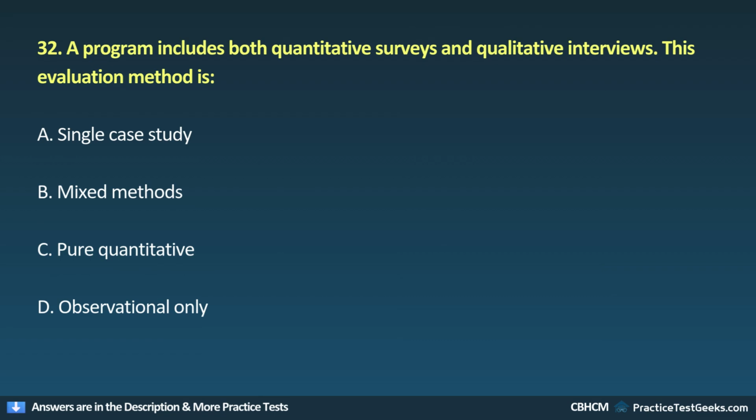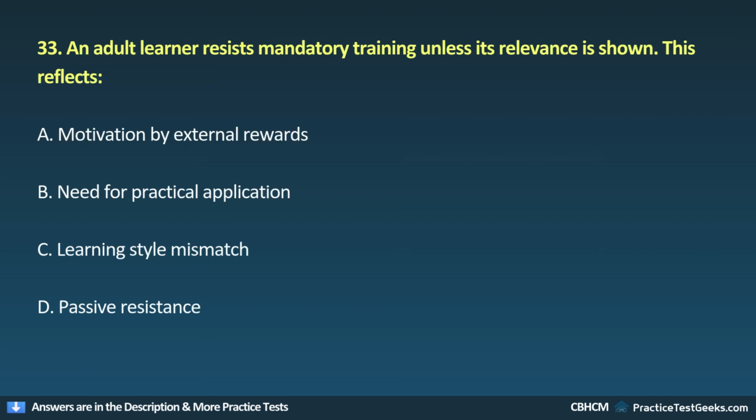32. A program includes both quantitative surveys and qualitative interviews. This evaluation method is A. Single case study. B. Mixed methods. C. Pure quantitative. D. Observational only.